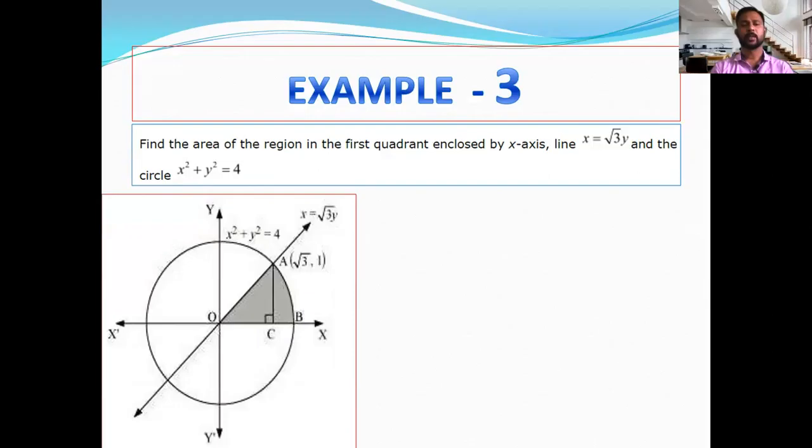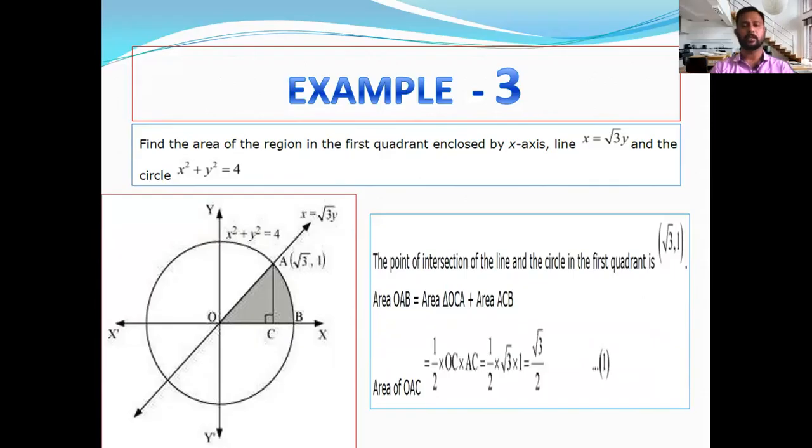Here is the figure for you. You have a circle and the line x equal to root 3 y. The problem is in the shaded figure in the first quadrant, there is a point of intersection between the circle and the straight line. So solve for it first. The point of intersection of the line and the circle in the first quadrant, when you solve, you will get as root 3, 1. That means from O to C, that means from 0 to root 3, it is the area under the line, plus from C to B, that is from root 3 to 2, it is the area under the circle.